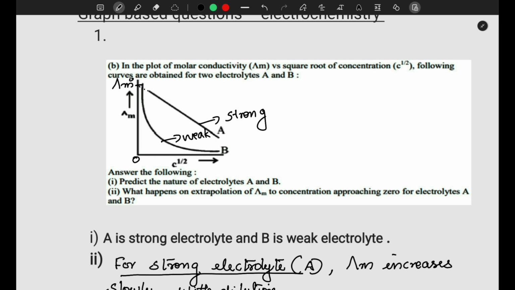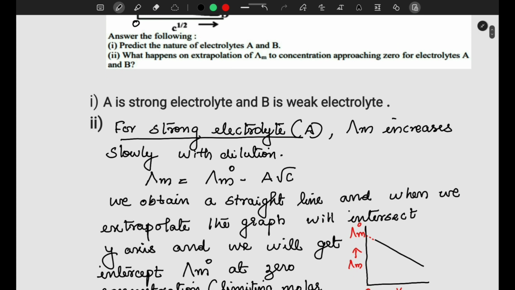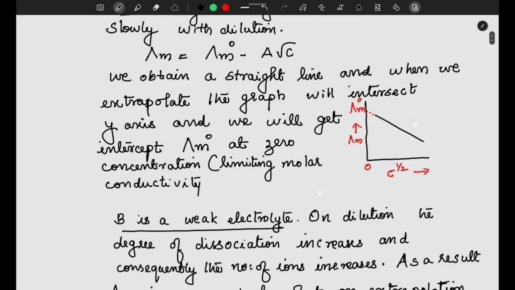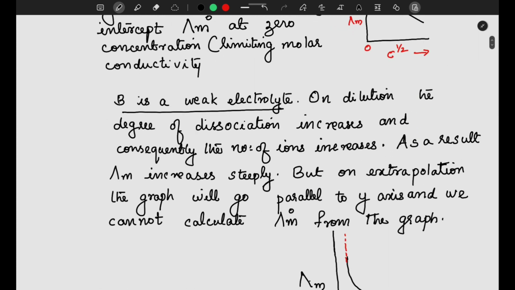But for a weak electrolyte, we know the graph is going steeply and it is going parallel to the y-axis. So even though we extrapolate, it will not meet the y-axis, it will go parallel to the y-axis. As a result, we cannot find out the limiting molar conductivity from the graph.